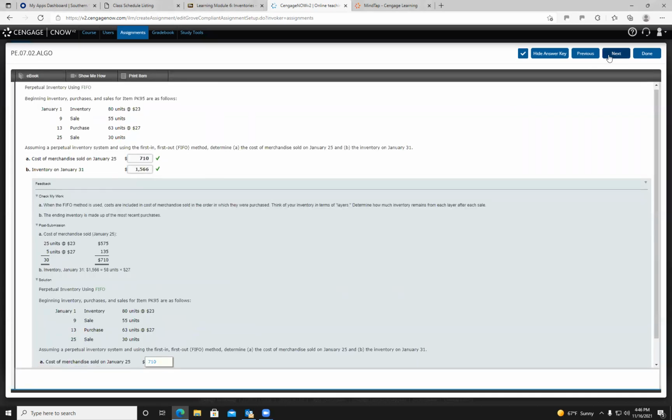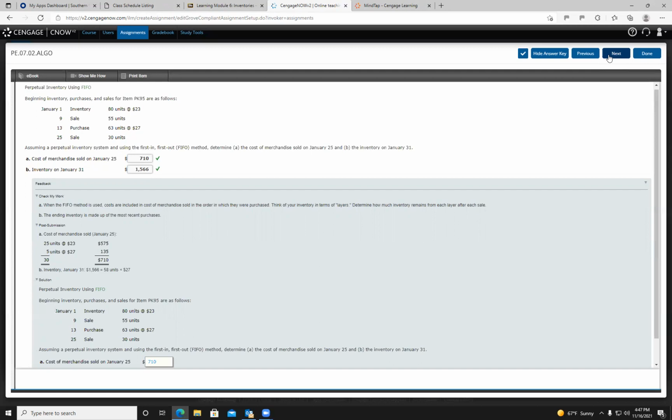All right, the next problem we're looking at is using the perpetual inventory system and using FIFO. It's going to give us a series of beginning inventory, purchases and sales for the month of January. And it wants us to calculate the cost of merchandise sold on January 25th and what our ending inventory balance is as of January 31st. Okay, so we're using the FIFO method. Again, the FIFO method assumes that your first purchases are your first items sold, and your ending inventory is comprised of your most recent purchases.